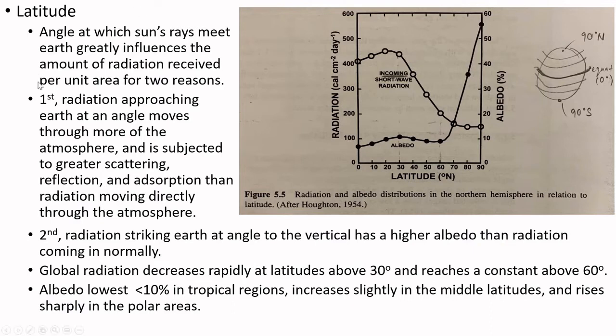Okay, so first, radiation approaching the Earth at an angle, from the side, moves through more of the atmosphere and is subjected to greater scattering, reflection and absorption than radiation moving directly through the atmosphere. Second, radiation striking Earth at an angle to vertical has a higher albedo than radiation coming in normally.